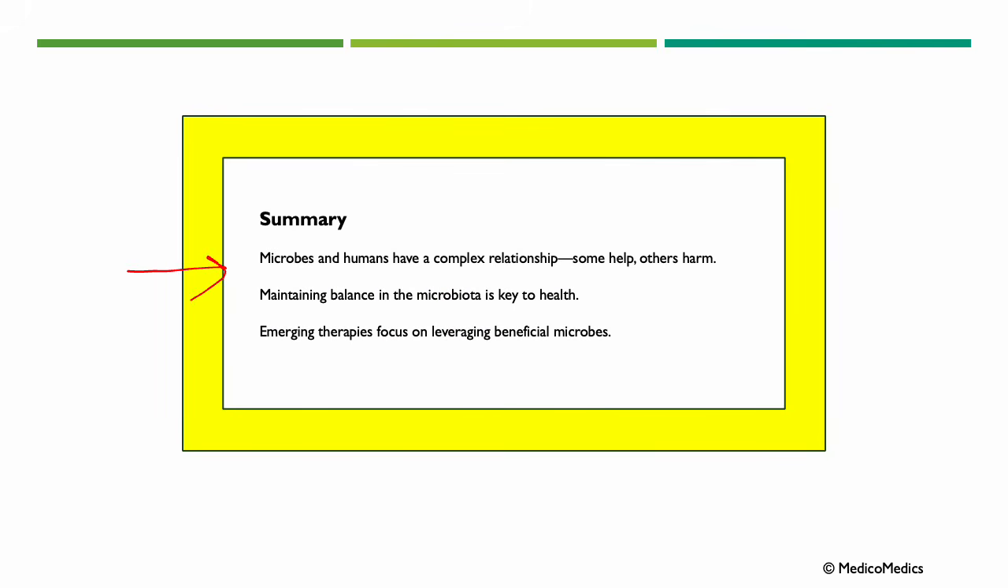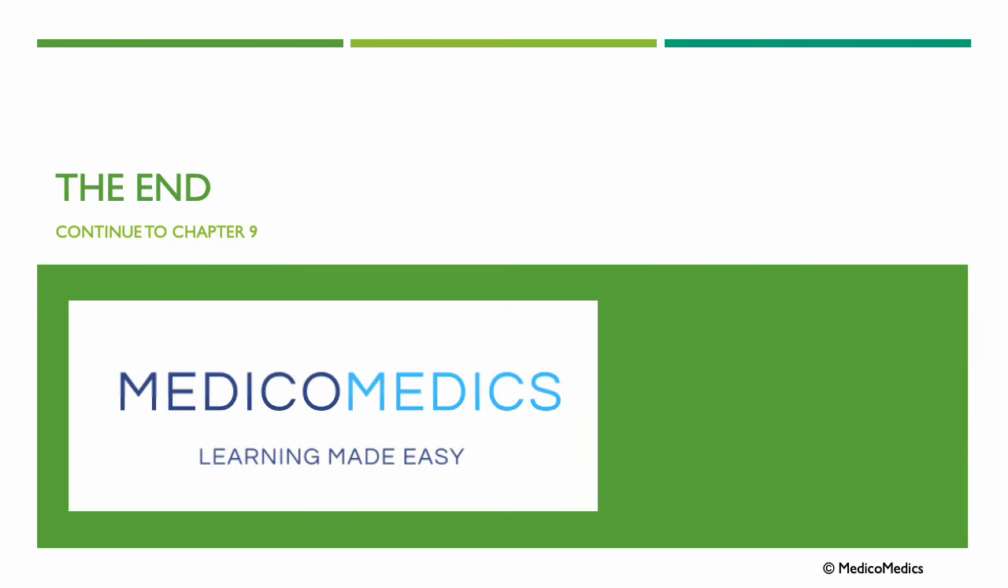So in summary then, microbes and humans have a complex relationship. Some help, others harm. Maintaining balance in the microbiota is key to health. And emerging therapies focus on leveraging beneficial microbes. And that's the end of this lecture. Continue now to Chapter 9.